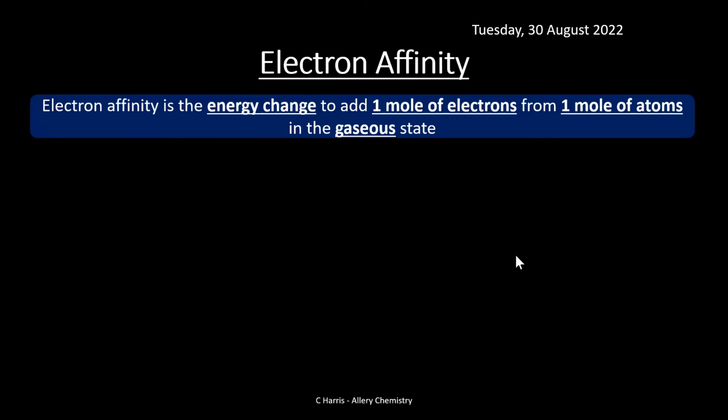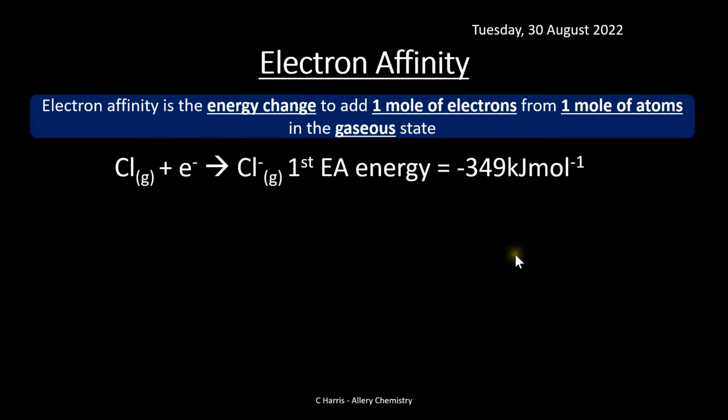We're adding an electron. Affinity means, if you have an affinity with something, you're connected to it. So electron affinity means you are bonding to it, adding an electron to an atom. Let's have a look at an example. We've got chlorine gas plus an electron, and we form the Cl- ion. The first electron affinity energy is minus 349 kilojoules per mole. We're adding an electron to this atom, so that's going to release energy. It's not really going to put up much of a fight to take an electron to form a full outer shell, so that's going to throw out some energy.